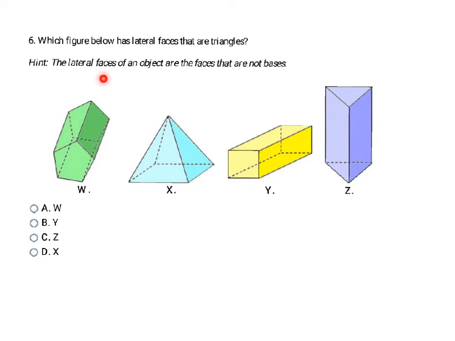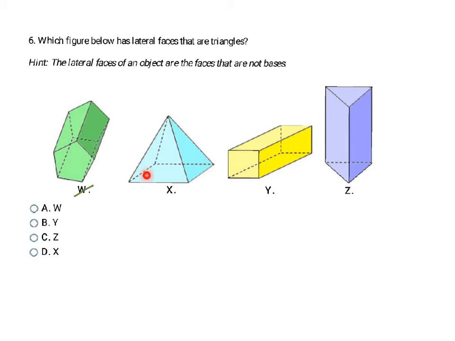This question here asks, which of the figures below have lateral faces that are triangles? So remember, lateral faces of an object are the faces that are not bases. So here in W, my bases are the 2 pentagons across from each other. So my lateral faces are rectangles. So it's not going to be W.